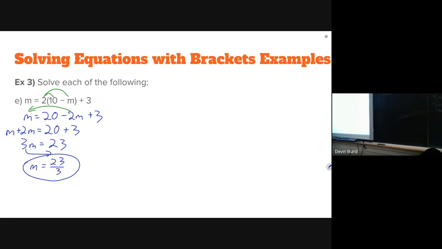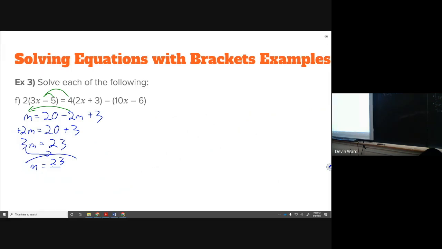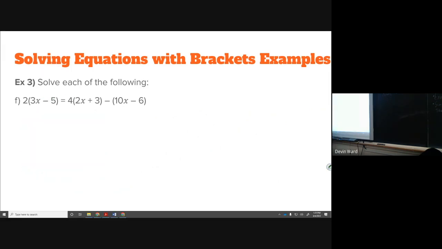Okay? So if you get a fraction as your final answer, that's fine. Reduce it to the lowest terms if you can. If you can't, like 23 is a prime number, so it's 3, then you just leave it as is. So our final answer, 23 divided by 3, or 23 over 3. I believe this is our last one now. Look at that. Almost done. What a short lesson.